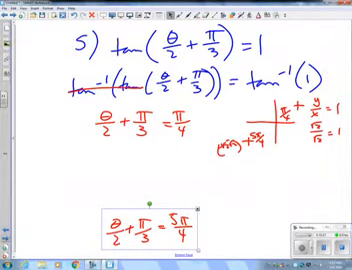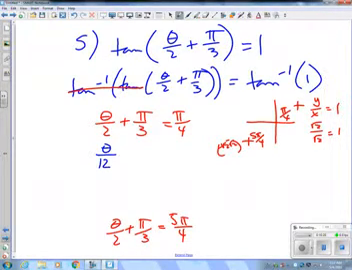Let me move this down. So if I'm going to get a common denominator, I'm going to change it to 12s. So to change this to 12s, I have to multiply by 6 on top and bottom. To change this to 12s, I have to multiply the top and bottom by 4. And to change this to 12ths, I have to multiply the top and bottom by 3. Now that I've got a common denominator, I can work the question.